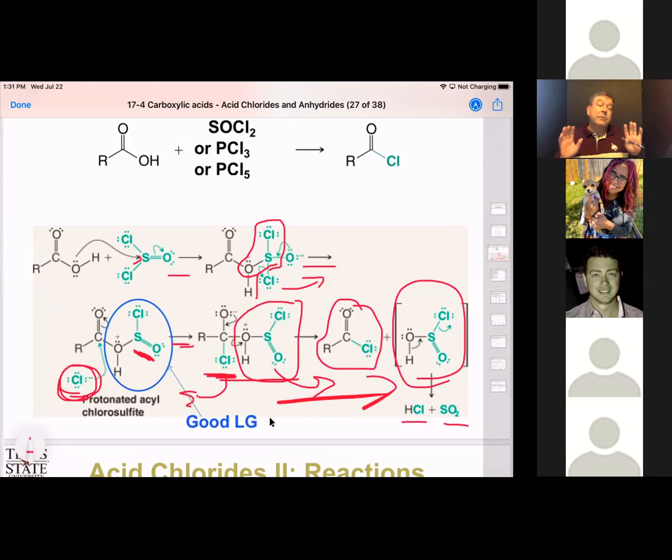So really the mechanisms are not the really important thing here. The important thing is that a little bit of SOCl2 will convert any carboxylic acid to the acid chloride. Remember, it also converts alcohols, primary and secondary alcohols, to alkyl halides. So it's a really useful reagent. You can use it for two different things.